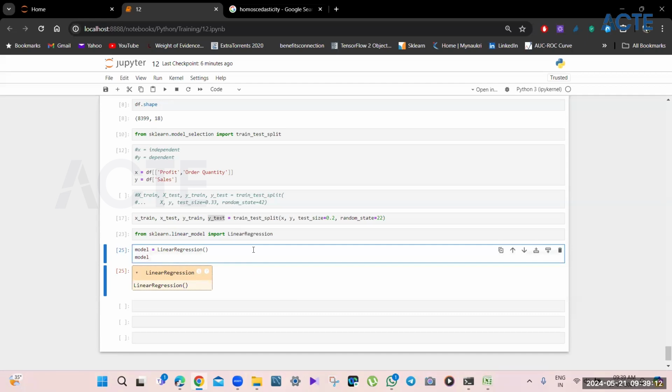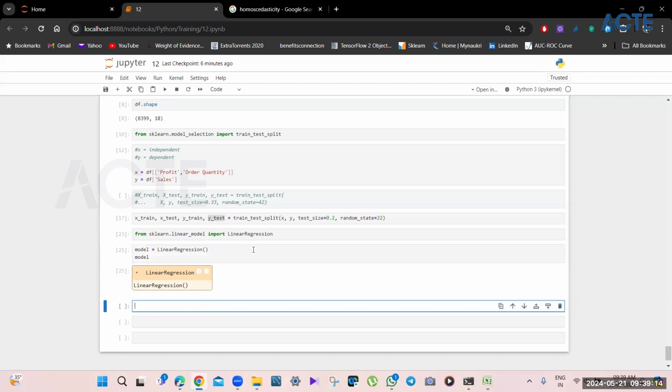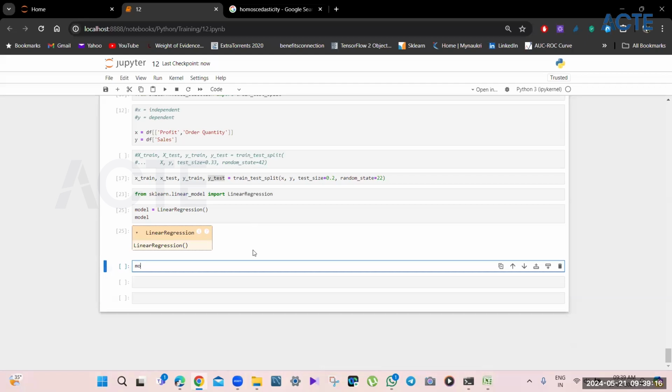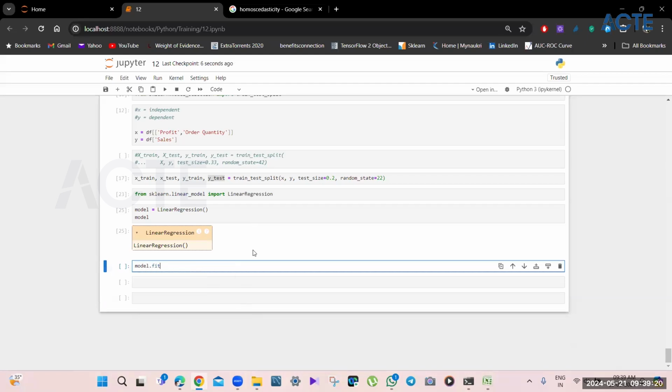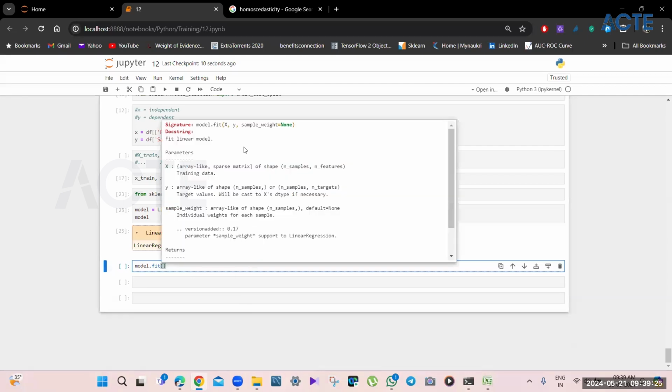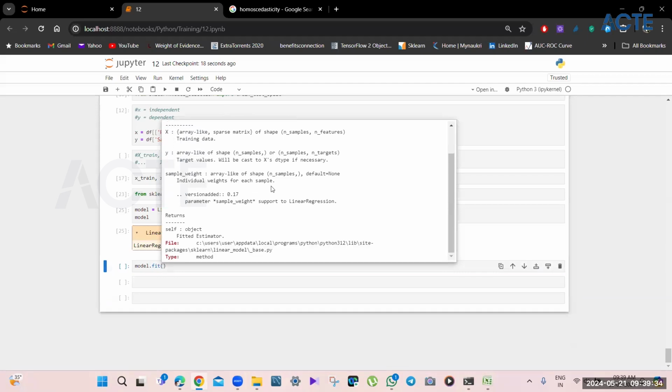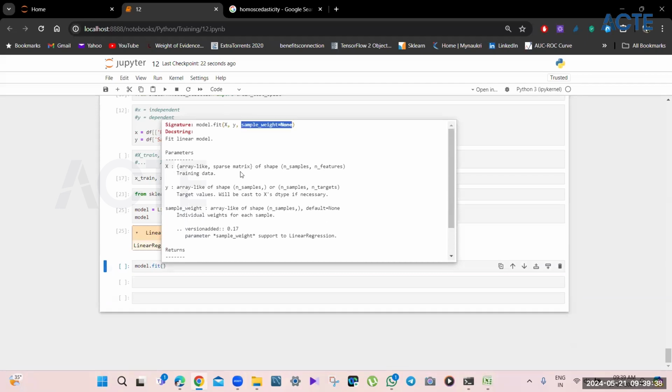Just this model. So once this model is done, then what do we have to do? We have to fit the values. Fit is a function which will take the inputs X, y, and sample weight. If you don't specify anything, your sample weight will be None. Otherwise, if you want to balance it out, where something will have some weightage, you can do that. Otherwise, you just need to put the values of X and y.